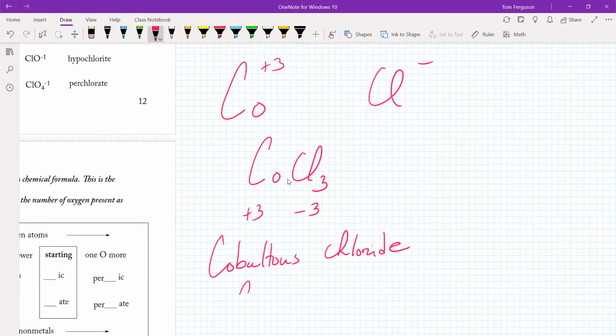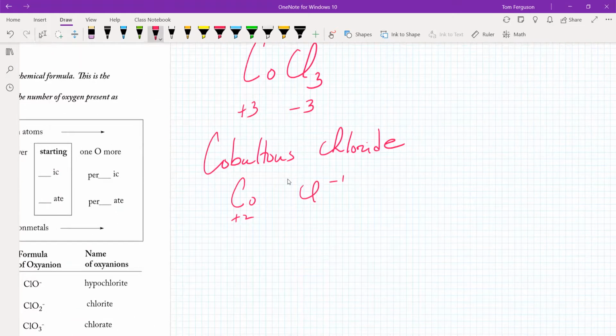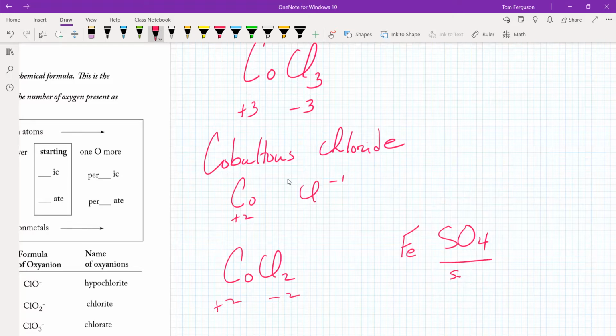Cobalt chloride. So we're going to need 2 of these to be a net 0. Or if I asked you to name that, what is the name of FeSO4? Well, SO4 is sulfate. Iron sulfate? It is iron sulfate, but which iron? There are 2 irons, ferric and ferrous. Which one is it?